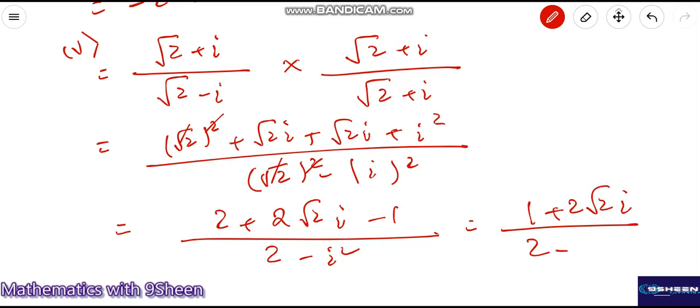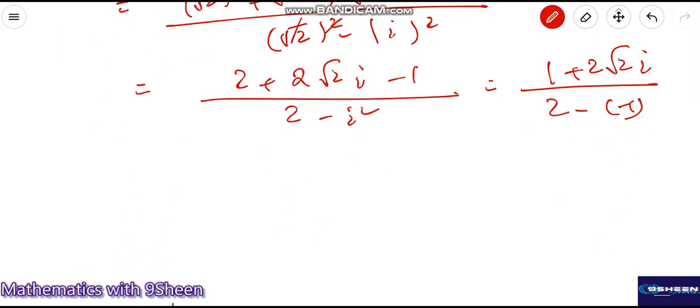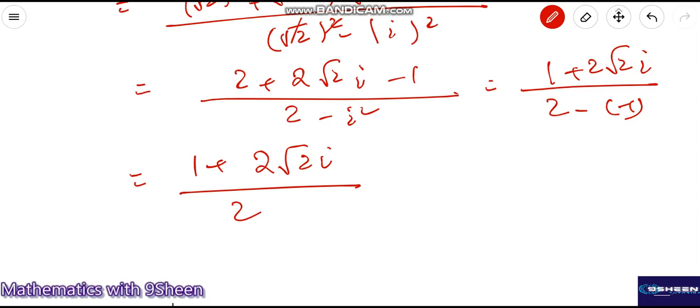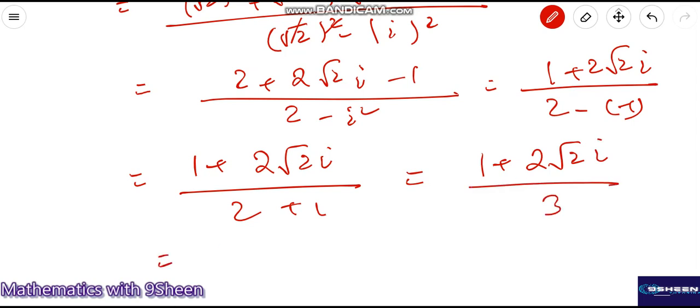And you know that iota square is equal to minus 1. So 1 plus 2 root 2 iota over 2 minus minus plus 1, and it will be 1 plus 2 root 2 iota over 2 plus 1, which is equal to 3. That's why your real part is 1 by 3 and your imaginary part is 2 root 2 by 3 iota.